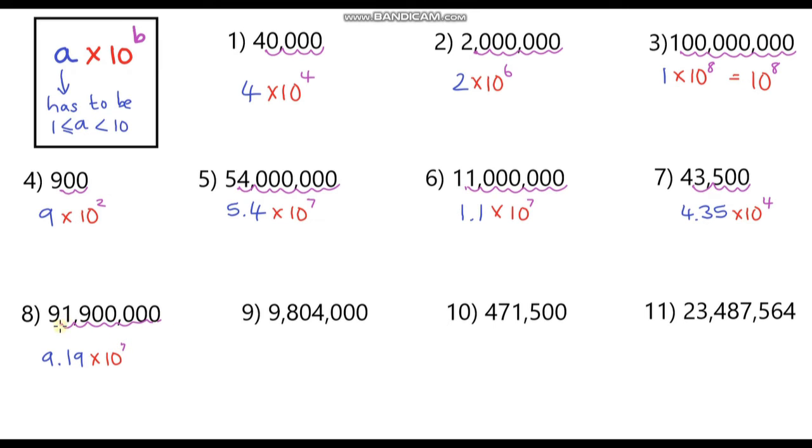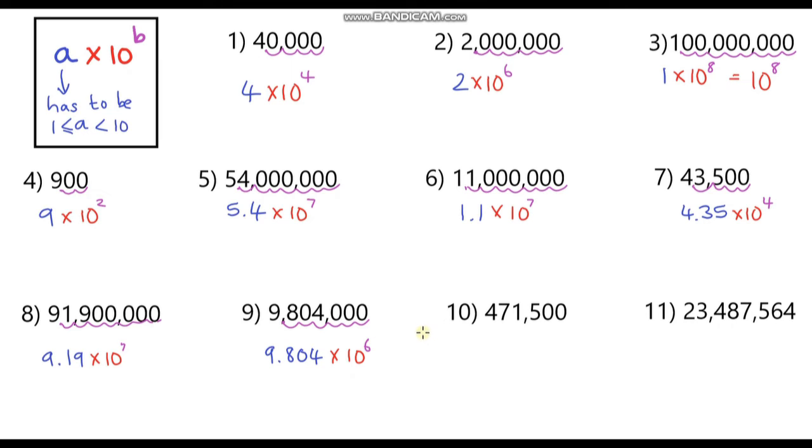You don't have to do all of these squiggles, but it's just the way I like to do it. Okay, let's go on to question 9. So we've got 9,804,000. So our base number is going to be 9.804. We're going to multiply it by 10. And let's stick our decimal point in. 1, 2, 3, 4, 5, 6 this time. 10 to the power 6.